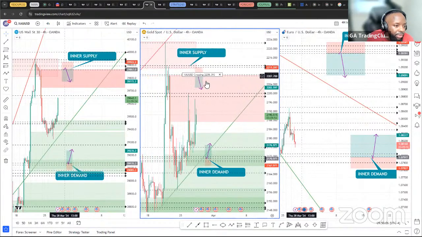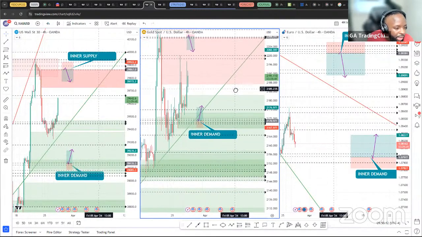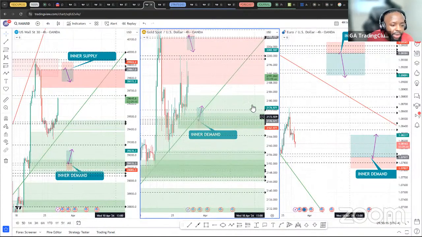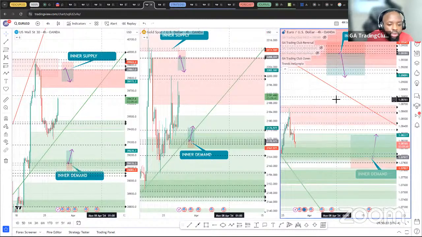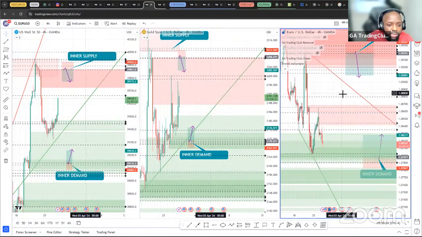gold doesn't really have, because this supply zone right here is only based off of one candle. So I don't like supply or demand zones that are based off of one candle. But buy zone remains at 2170.